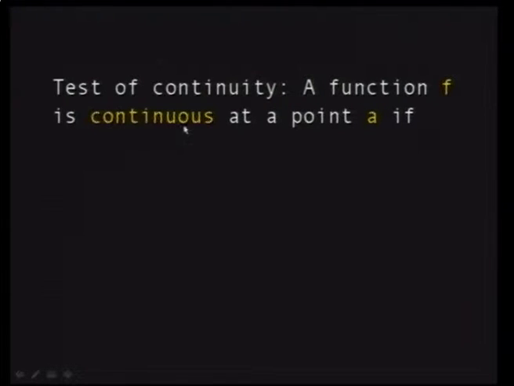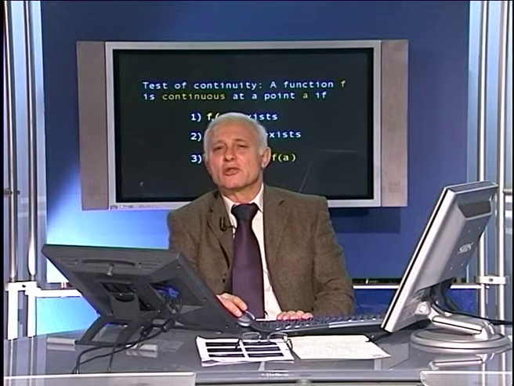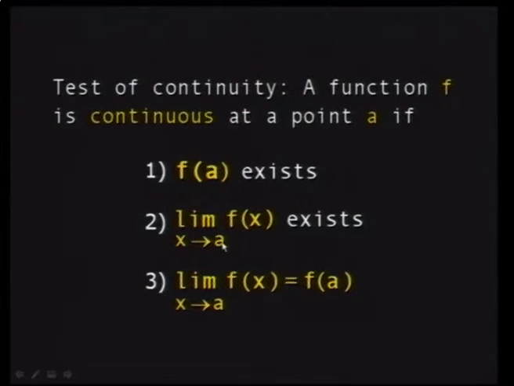So the test is the following. A function f is continuous at a point A if 3 conditions are satisfied. First of all, the function has a value at the point A, at which you seek to determine whether it's continuous or not. So if f of A exists, then you move forward to the limit of f of x. If it exists, then you move forward: the limit of f of x is equal to f of A. In other words, you do the 3 steps altogether.